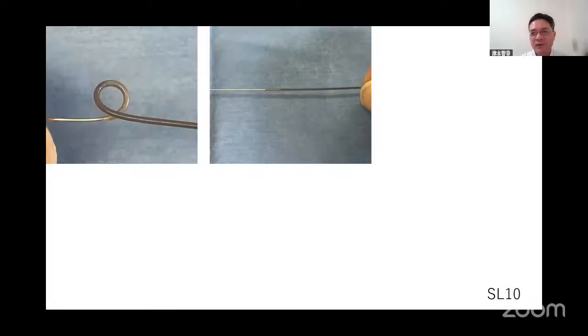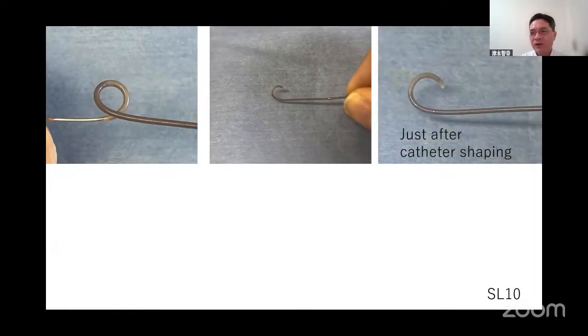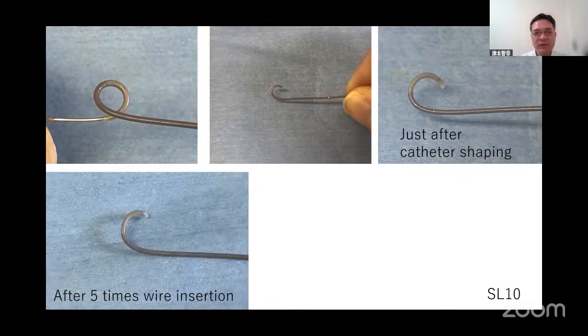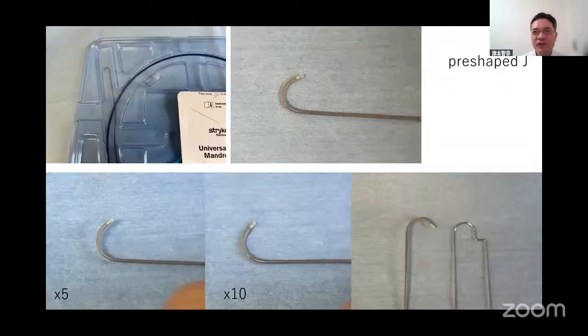treatment. This is an SL10 catheter with a manually shaped pigtail. After insertion of the wire, after 5 times, after 10 times, you can see that the SL10 is stretching out. So how about a pre-shaped JSL10 catheter? Even with the pre-shaped catheter, you can see that the shape is stretched after inserting the wire 10 times.